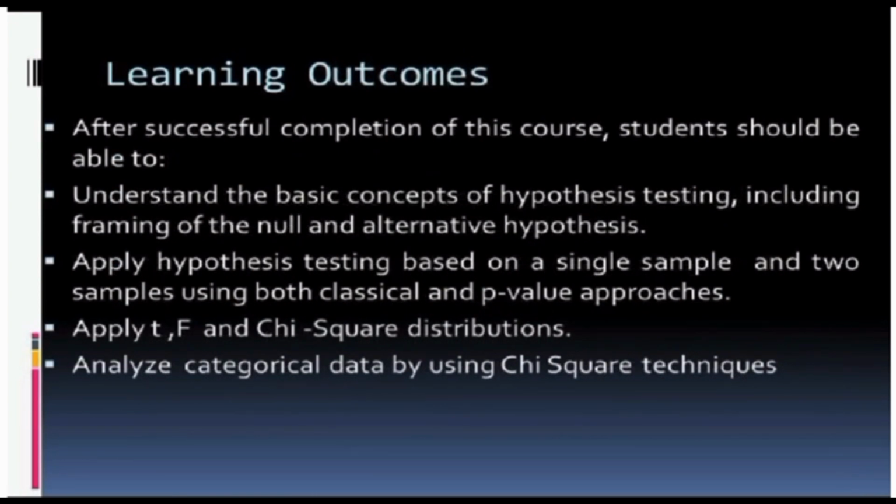After completion of the course, the learning outcomes are as follows. Understanding the basic concepts of hypothesis testing, including framing of the null and alternative hypothesis, applying hypothesis testing based on a single sample and 2 samples using both classical and p-value approaches, apply t, F, and chi-square distributions, analyze categorical data by using chi-square techniques.